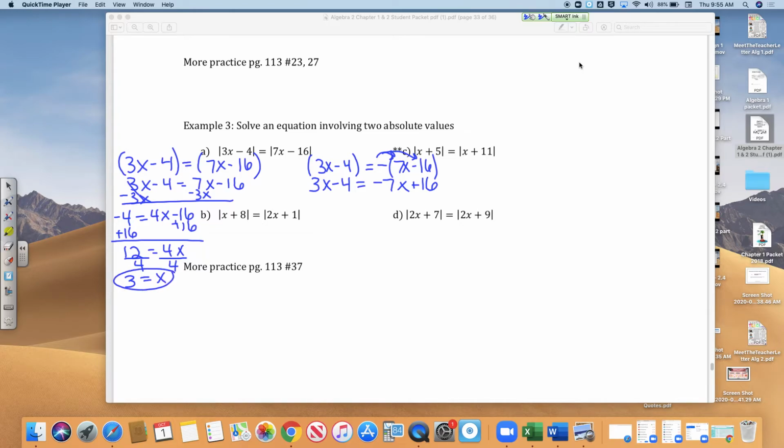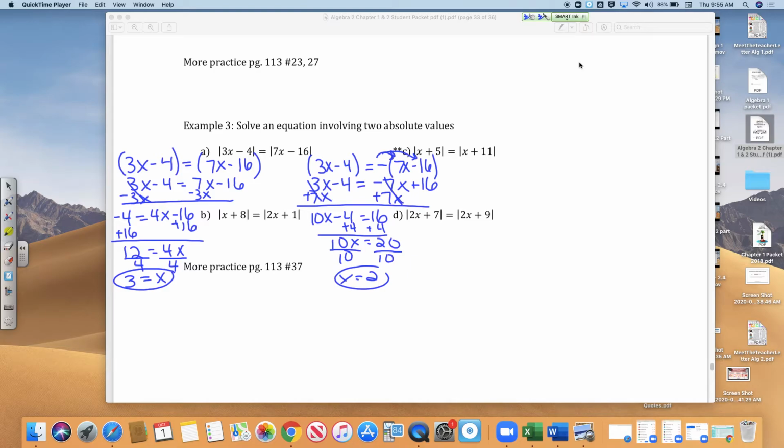For the next one, I'm going to add 7x to both sides. Sorry, I didn't mean to cross that out. 3x plus 7x is 10x, so 10x minus 4 equals 16. I'm going to add 4 to both sides and get 10x equals 20. I divide by 10 and get x equals 2. So the two solutions that will work are 3 and 2.